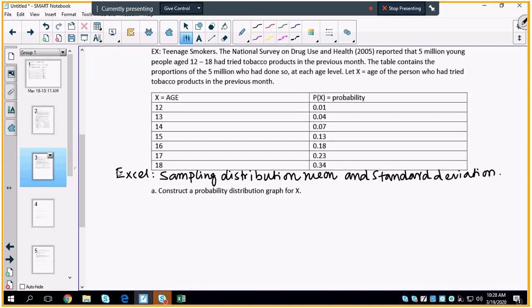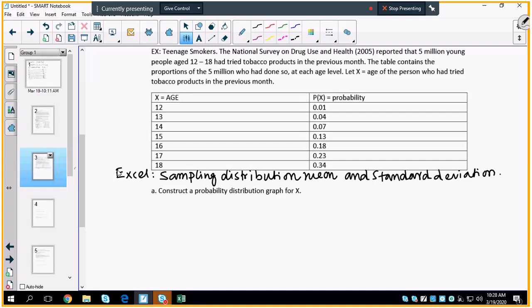Now let's start talking about this problem. This is about teenage smokers. The National Survey of Drug Use and Health in 2005 reported that 5 million young people aged 12 to 18 had tried tobacco products in the previous month. The table contains the proportions of 5 million who had done so at each age level.